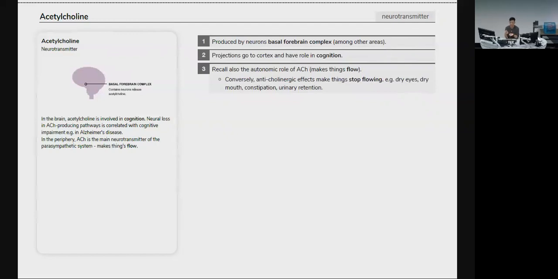So the anticholinergic effects, which you'll be familiar with in the autonomic nervous system, are all to do with things that flow. If you have cholinergic effects, they make your tears flow, your nose flow, your mouth flow, your gut flow, your urine flow. And in the brain, it's more to do with cognition, and loss of cholinergic activity in the brain, or neurons which produce acetylcholine, is associated with Alzheimer's disease and cognitive impairment. So there's 2 branches of anticholinergic activity you can think of now. There's that things that flow branch, and then there's this cognition branch.